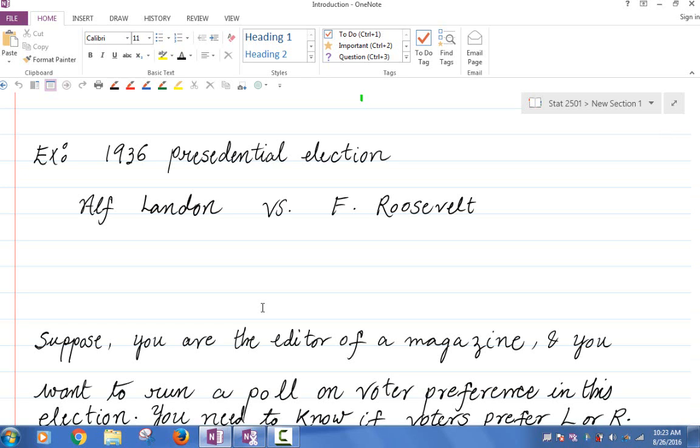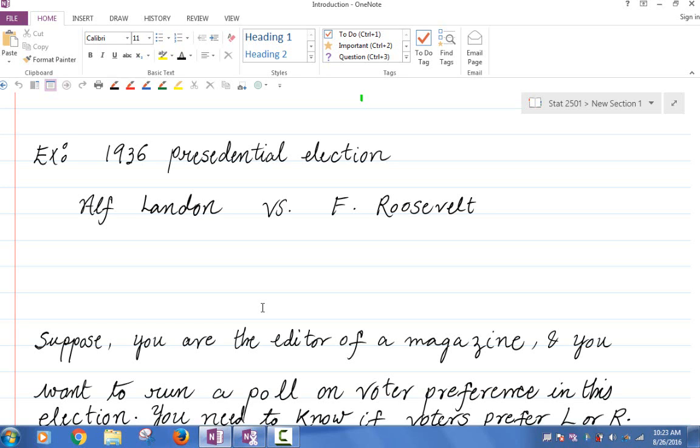All right, so I just want to give you an example, and in this example I want to show you how the data may look when you collect it, and then you do some calculations based on your sample, and you want to make some inferences based on your sample and so on.